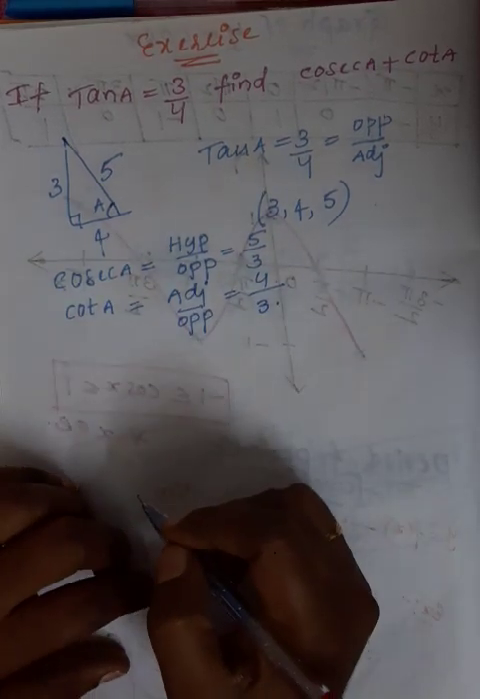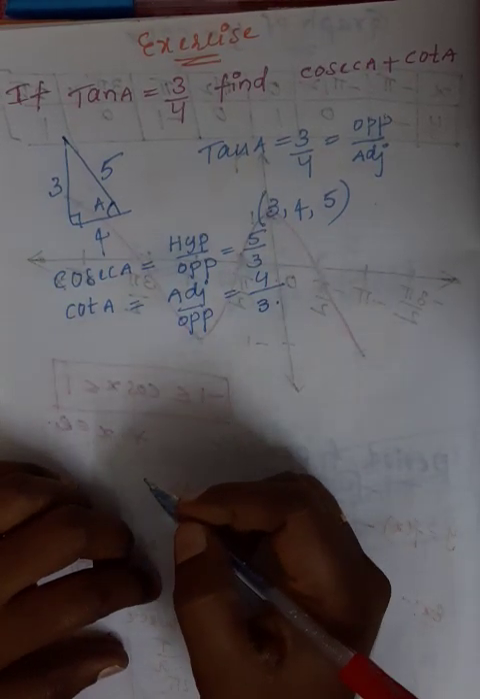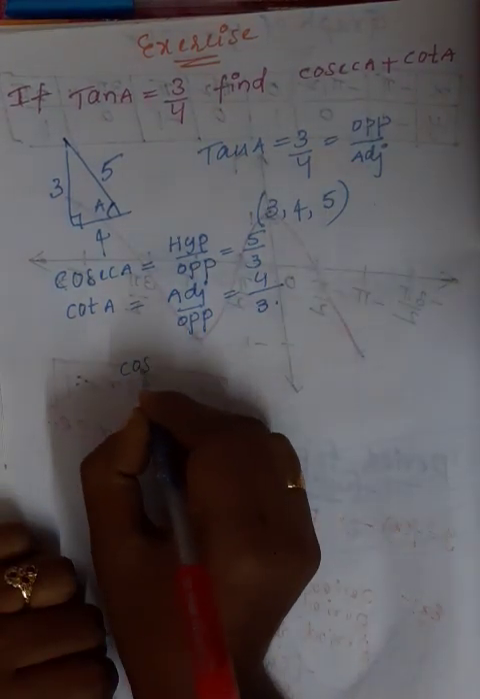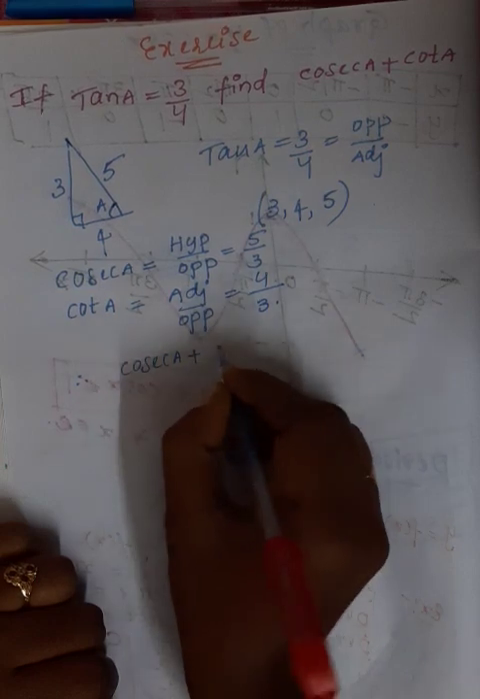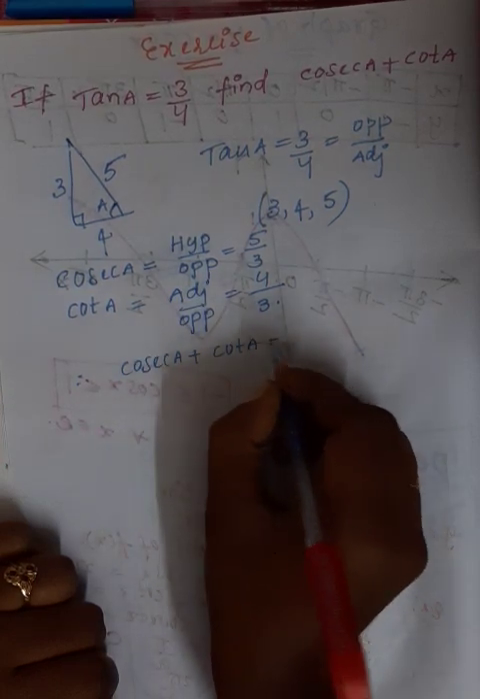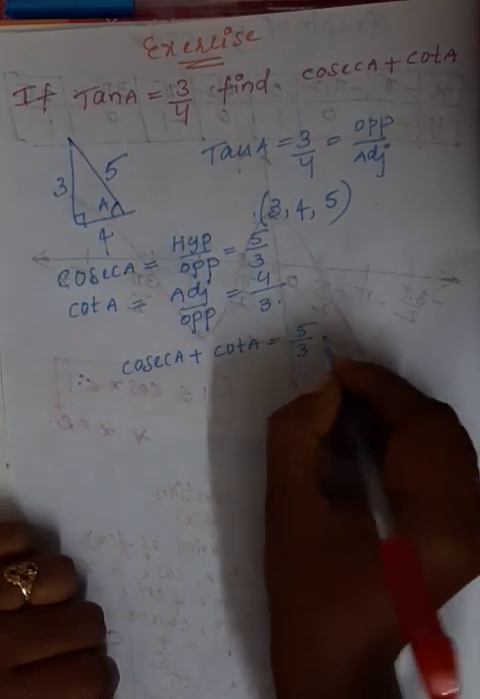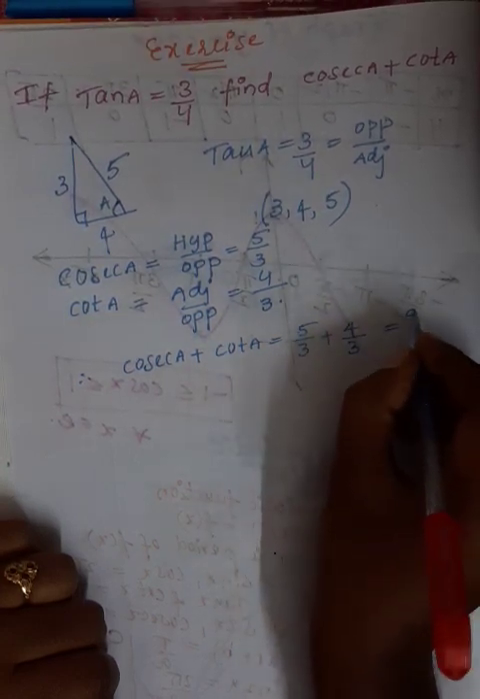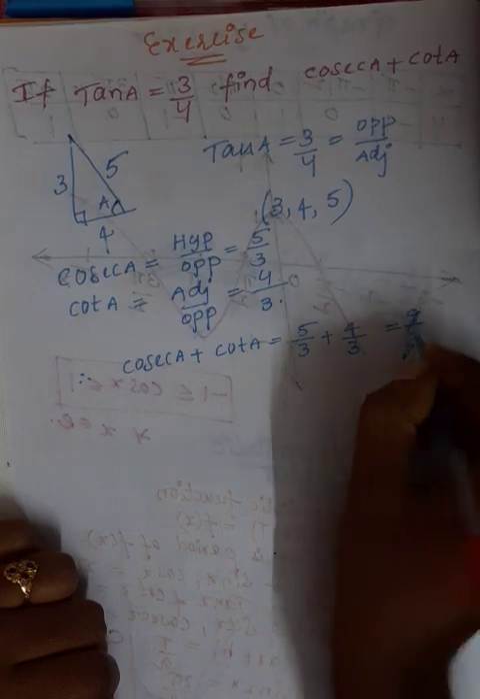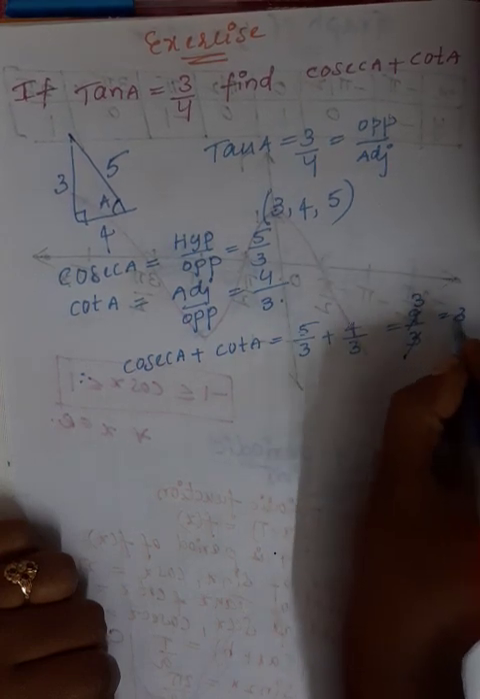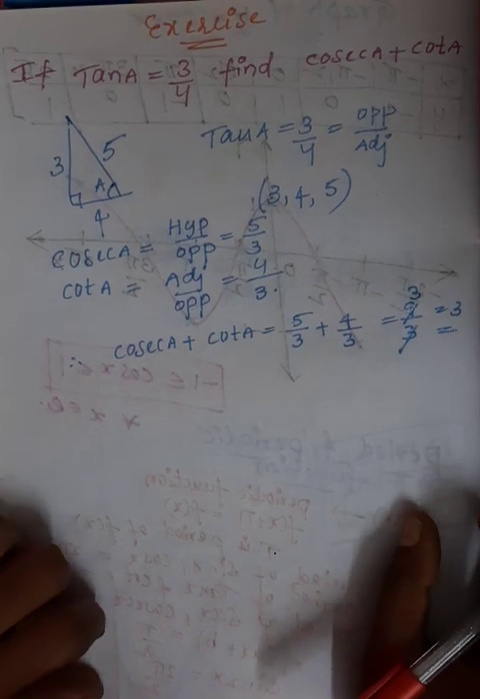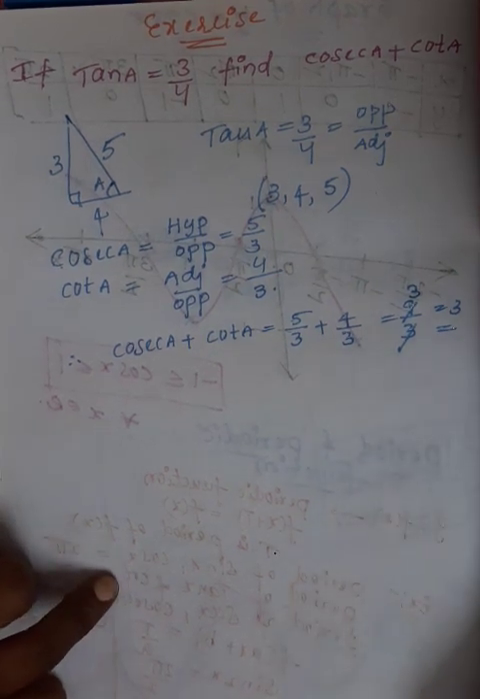After getting cosec A and cot A, we have to add these two values. Therefore cosec A plus cot A is equal to 5 by 3 plus 4 by 3, which is equal to 5 plus 4, 9 by 3. So 3 threes are 9, which is equal to 3. So like this you have to solve the questions given in your exercise. Now let us do our second problem.